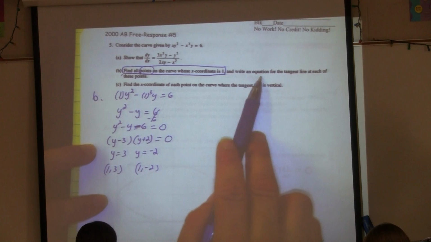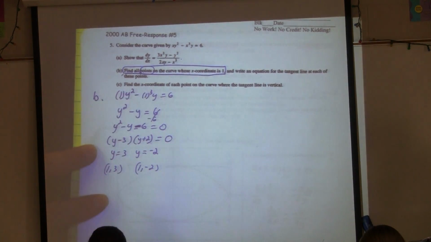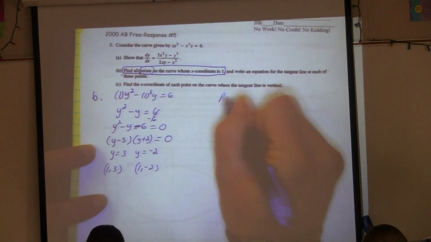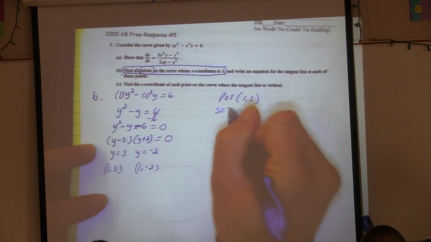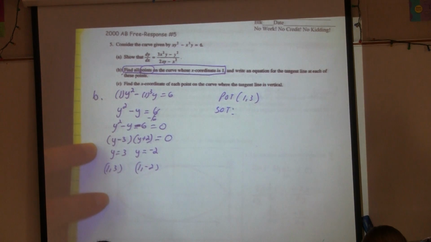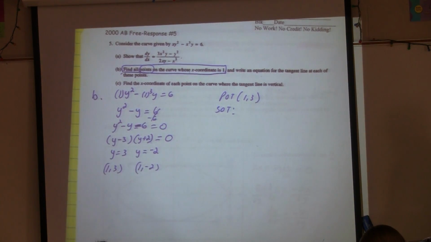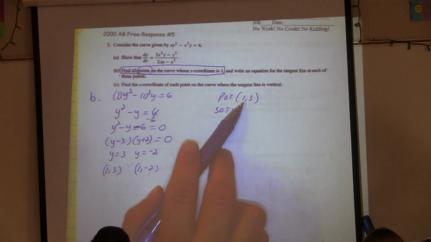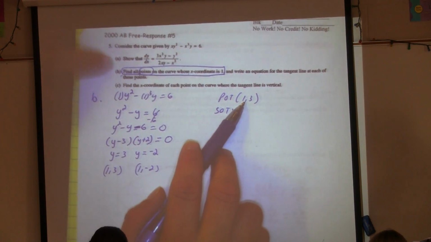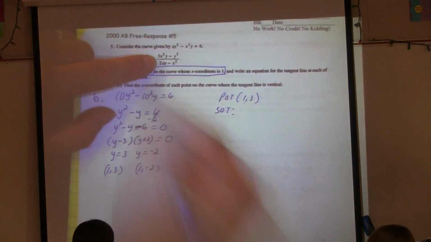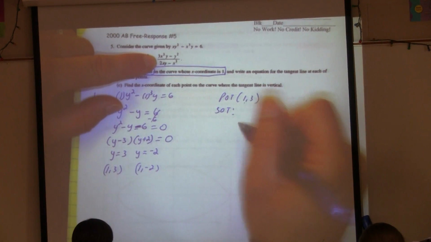Then it says, write an equation for the tangent line at each of these points. So that means I need the point of tangency, which is 1, 3. And I need the slope of the tangent line at that point 1, 3. What's going to give me the slope of the tangent line at 1, 3? Plug in the points into the derivative. Oh my god, they gave me the derivative. So let's say I couldn't even do part A. Could I still do part B? Oh, how nice. Because they gave me the answer to part A. Right? So let's do it.